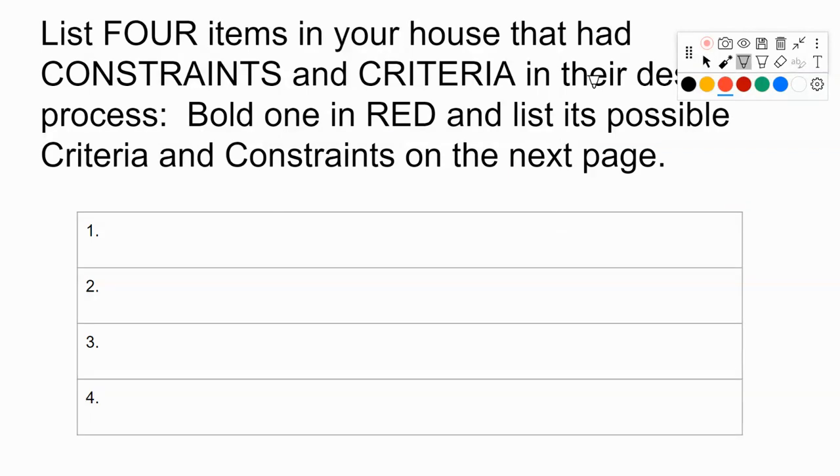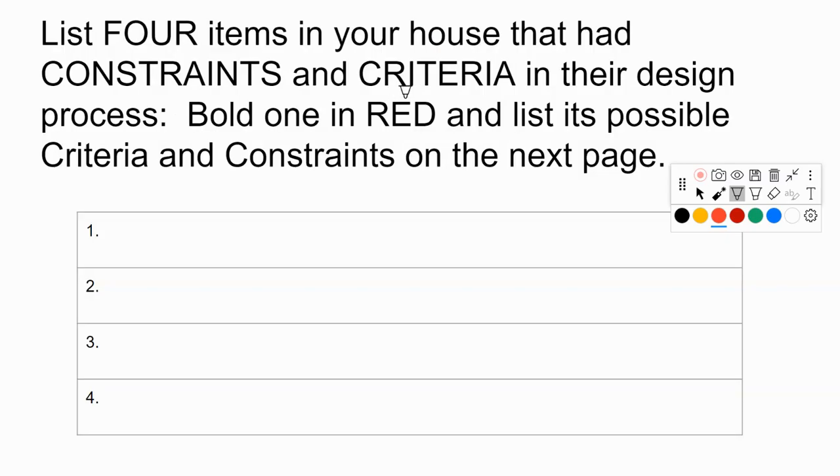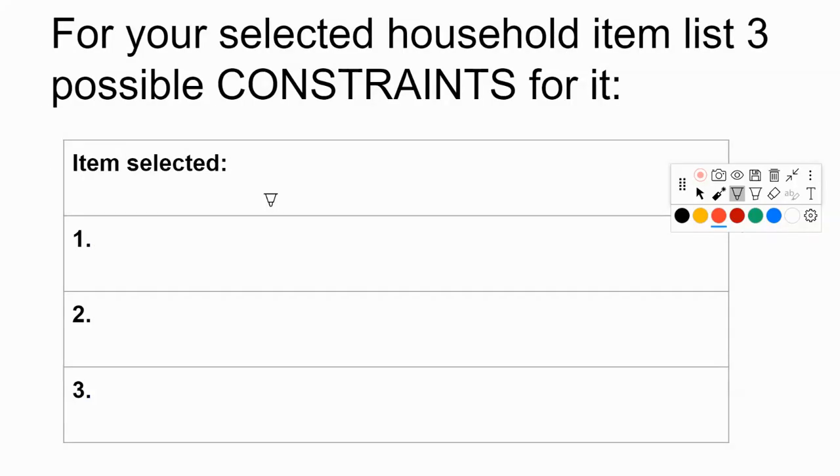All right. And then the last one is to brainstorm. As you look around your house, anything that's been manufactured would have had constraints and criteria in the design. So if you guys can elaborate and share, pick four things in your house that would have had a design process that had constraints and criteria. And then pick one of those four items, just one of them, and then we'll do that same process.